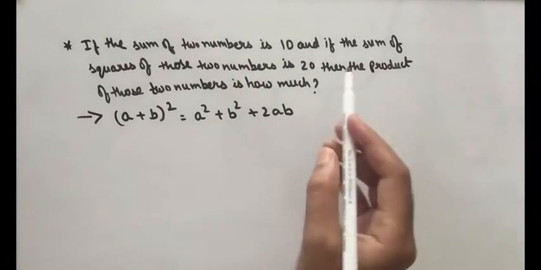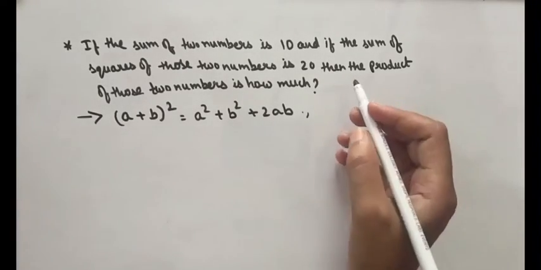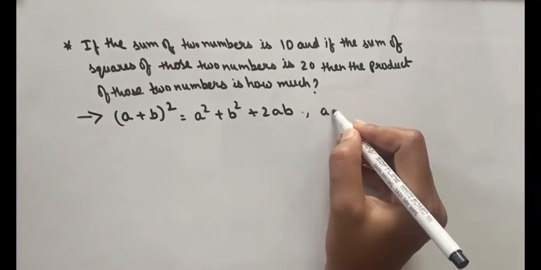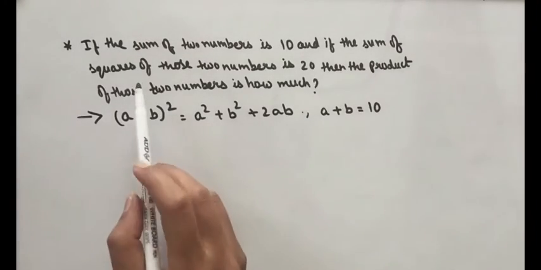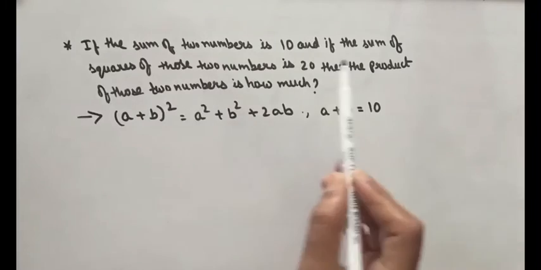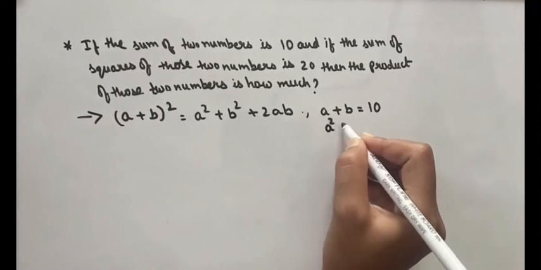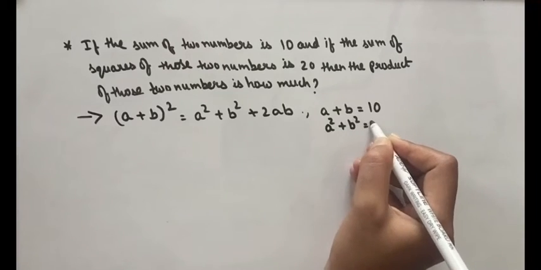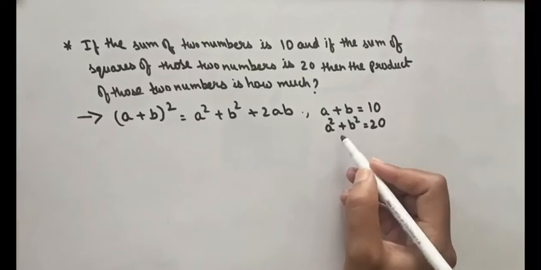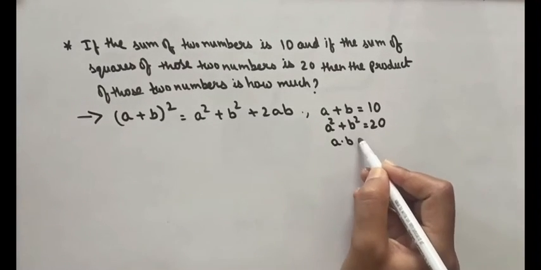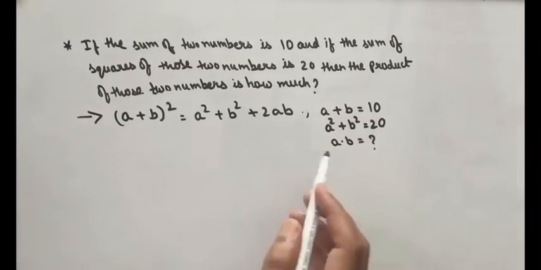Alright. So what is the information given in the question? Sum of two numbers. Okay. So A plus B equals to 10. Sum of squares of those two numbers is 20. Means A square plus B square equals to 20. Product of those two numbers means A into B is how much? Okay, the A into B is what we have to find out.